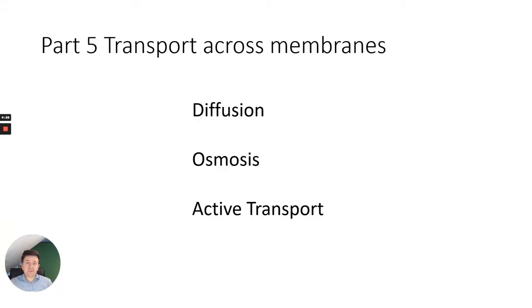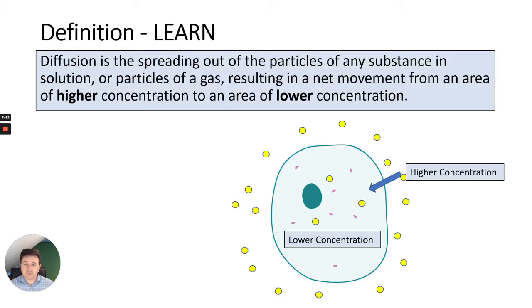Part 5, transport across membranes. So this covers quite a large section of work, but I would say this section really does cut across the whole of your GCSE. So I'm going to spend a tiny bit more time on these three things because I think they're very important. The three areas of transport across membranes are diffusion, osmosis and active transport. So let's get started. We'll start off with diffusion.